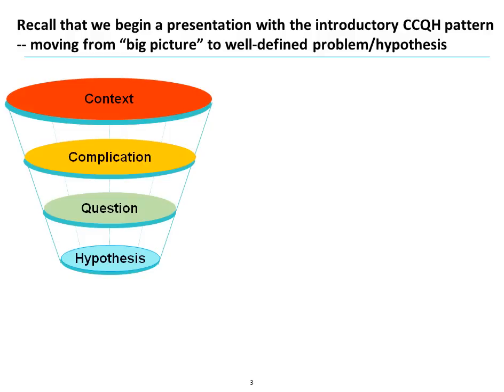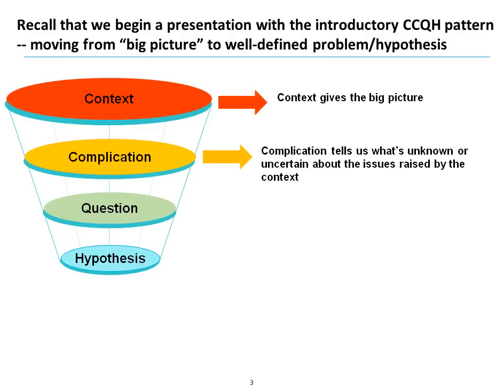Recall that we begin a presentation with the introductory CCQH pattern. We move from the big picture to a well-defined problem hypothesis. We start with a context. That gives us the big picture. Then we move to the complication. The complication tells us what's unknown or uncertain about the issues raised by that context.